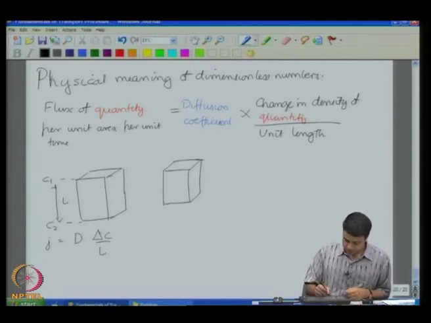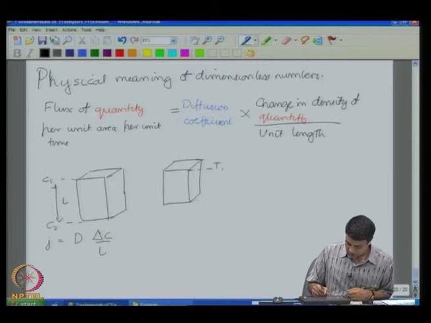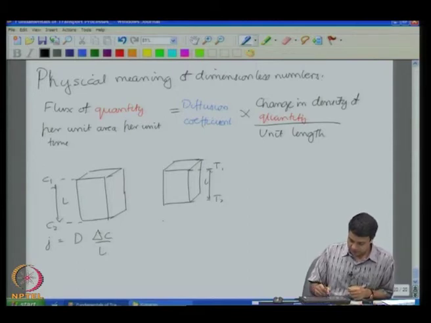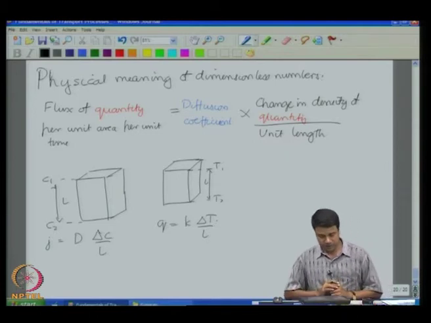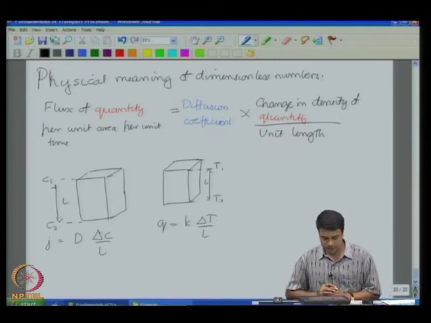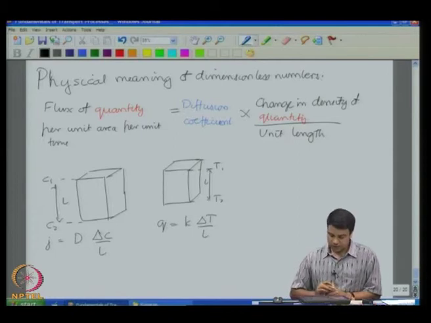Okay. And if I have two temperatures T1 and T2 across a length L, then the heat flux Q per unit area per unit time is equal to K times delta T by L. Flux of quantity per unit area per unit time, flux of energy per unit area per unit time. The quantity is energy. So, flux of energy per unit area per unit time is equal to K delta T by L. This is not in the form of a difference in the energy density.